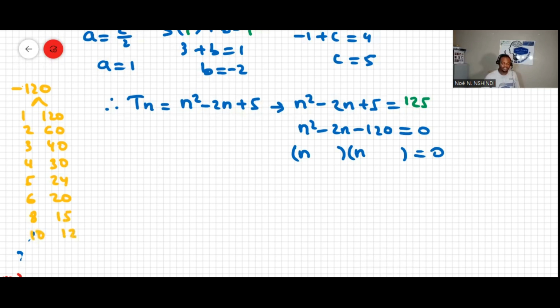10 and 12. Okay, I can stop here because you can notice that only 10 and 12 can make a sum equal to -2. It's possible if this is a positive 10 and a -12. 10 minus 12 will make -2. Then over here, I can place in 10 and then -12. This means that n equals -10 or n equals 12. Now note that n stands for the position of the terms, so it cannot be negative. It can't be a fraction or decimal. So this is not applicable. Then the only solution is n equals 12.